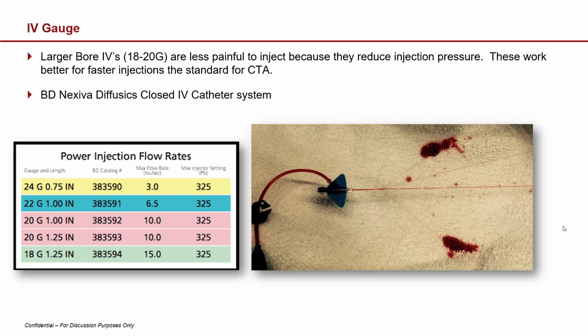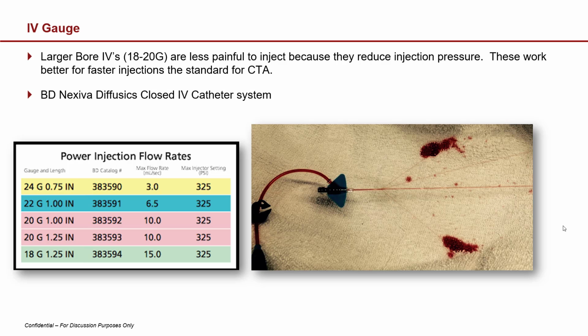Now, another thing to consider for CTAs is you're going to want to use large bore IVs. Generally, you're going to use an 18 to 20 gauge. These are less painful to inject because they reduce the injection pressure compared to smaller needles that will have faster jets. Now, we use the BD Nexiva Diffusix closed catheter system.